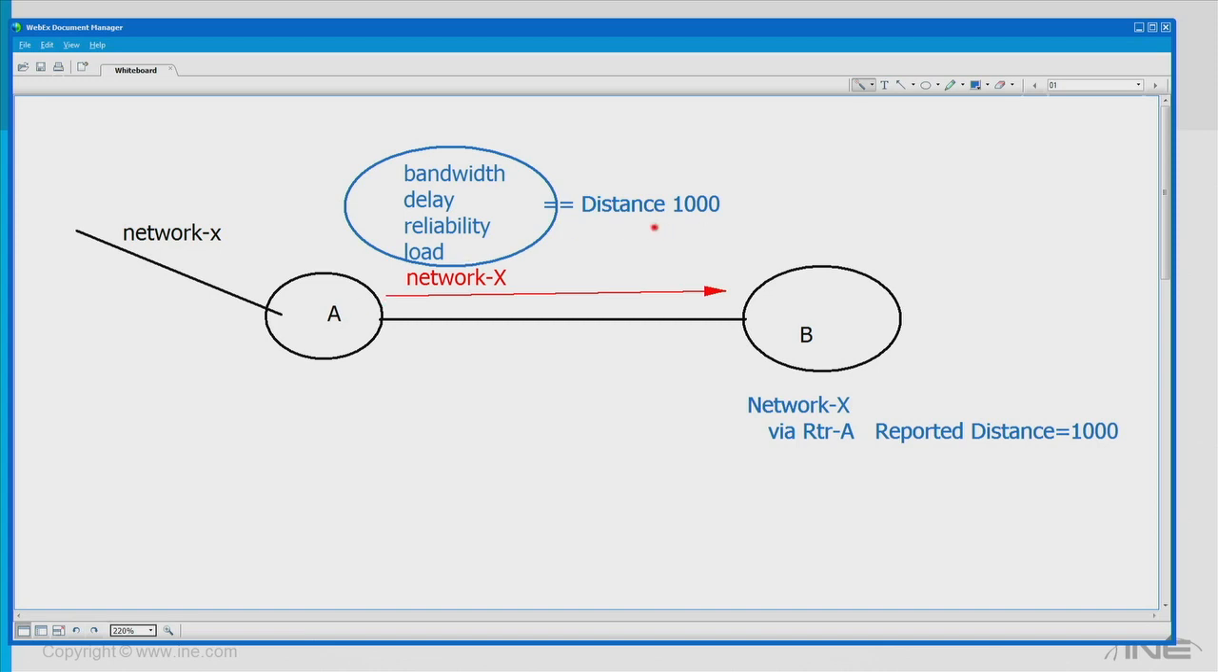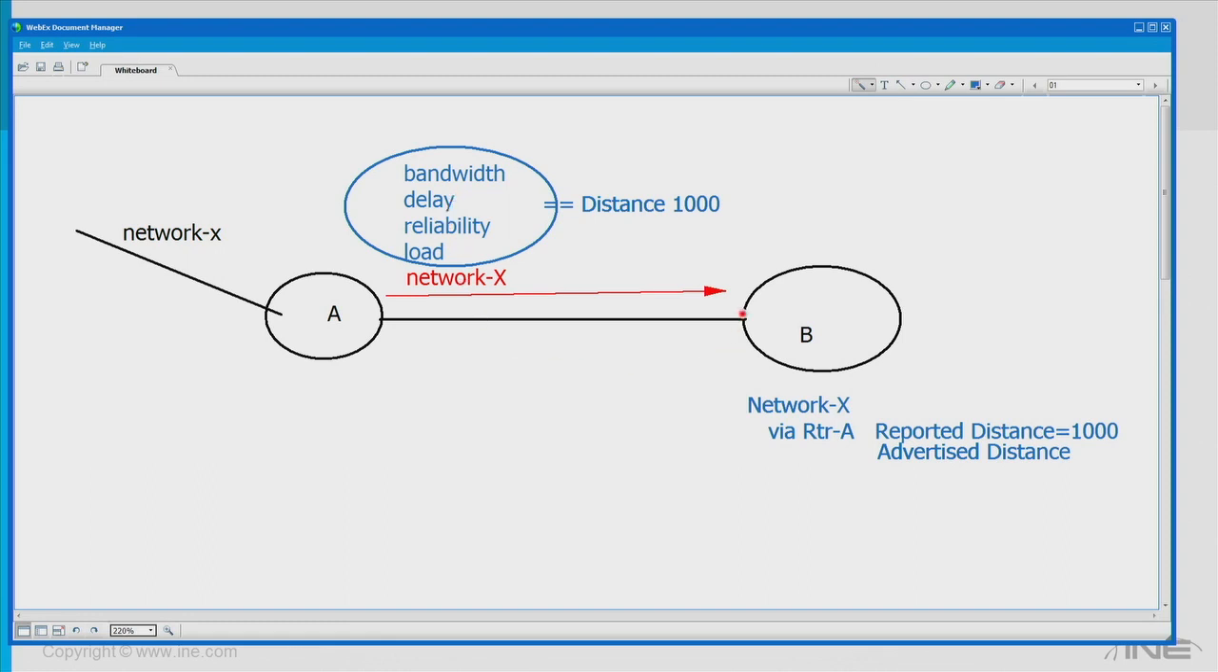He didn't actually tell me 1,000, but he told me all the things that he uses in his formula. So when I just redid his formula just like he did it, I came up with the same distance that he had. So now I know it costs him 1,000. So that's what we call reported distance. Sometimes you might also see it called advertised distance. Exactly the same thing. It's what your neighbor advertised to you. Key thing to take away from here is that this number is not actually in the update. The individual pieces that went into the formula are in the update.